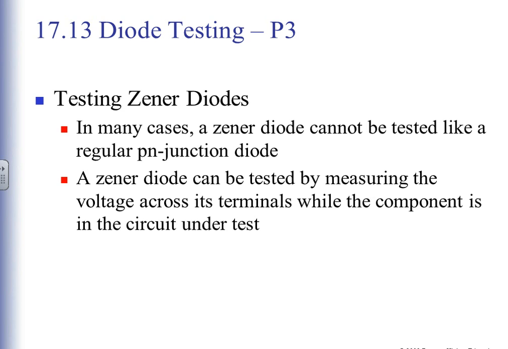So, testing the Zener diode. In many cases, a Zener diode cannot be tested the same way because it works differently. A Zener can be tested by measuring the voltage across its terminals when the components are in the circuit. Normally you wouldn't test a Zener diode out of its circuit. You would have it in its circuit to see if it was doing what it was supposed to be doing. If the voltage across the Zener diode is 0, then it's probably shorted. And if it's a 7-volt Zener diode and it has 30 volts across it, then it's probably open because you have 30 volts going into it.